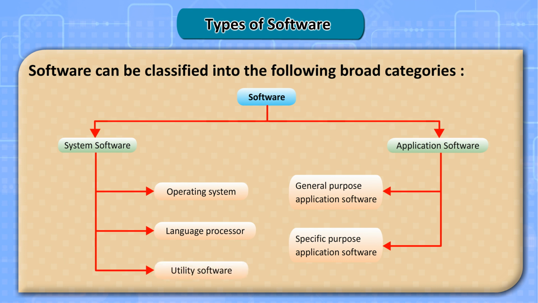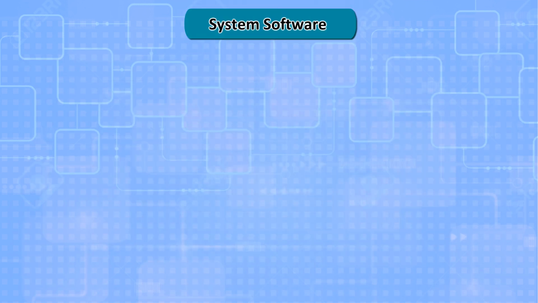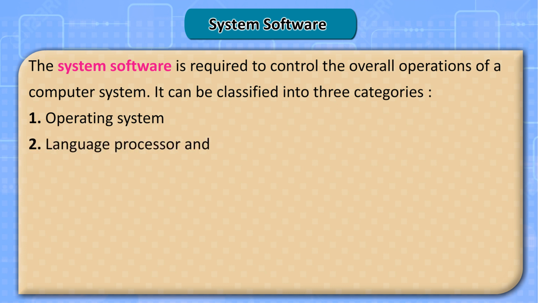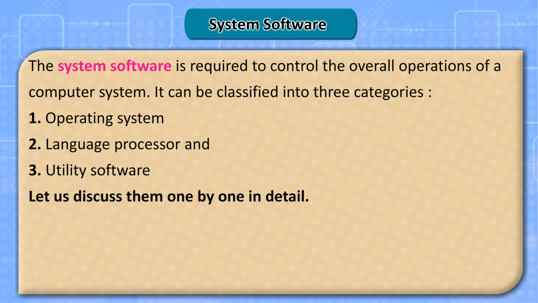System software. The system software is required to control the overall operations of a computer system. It can be classified into three categories: operating system, language processor and utility software. Let us discuss them one by one in detail.